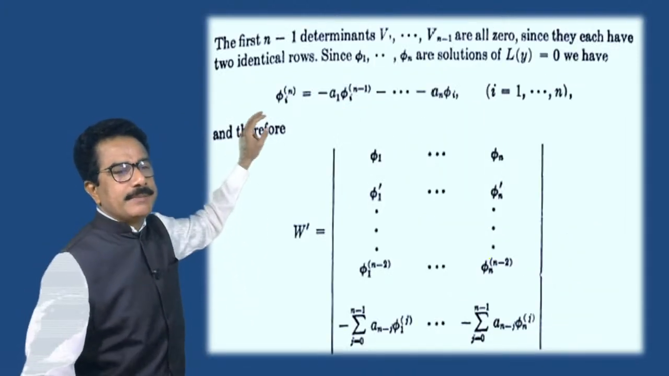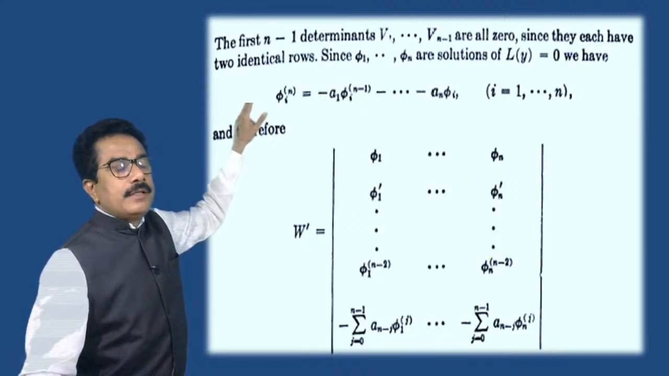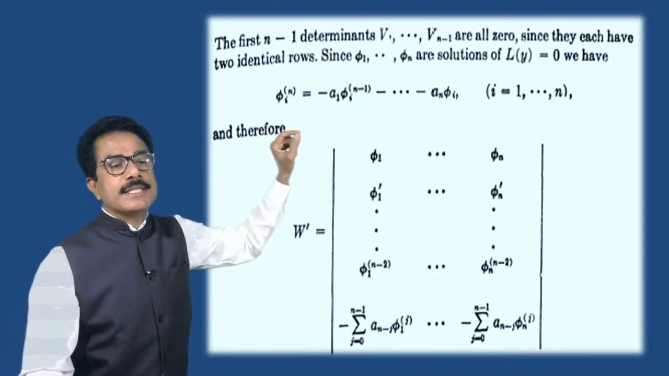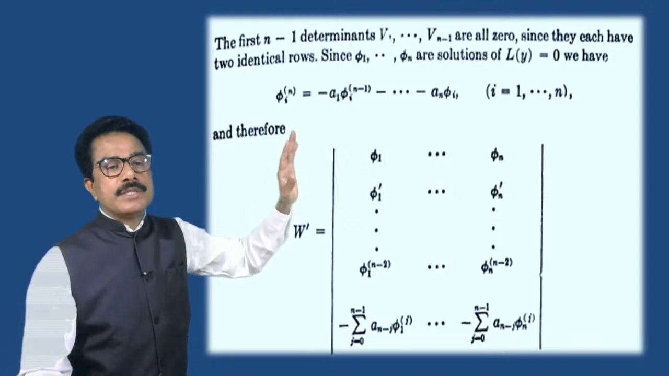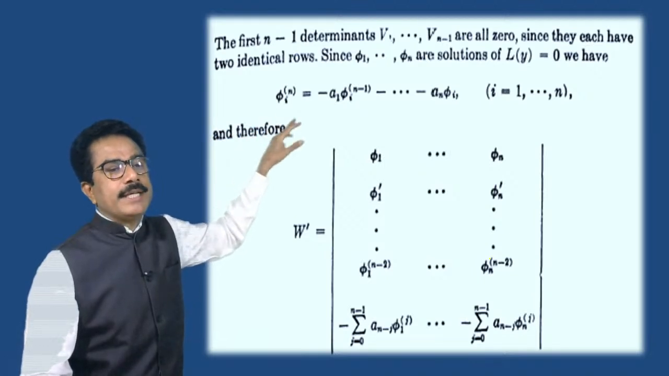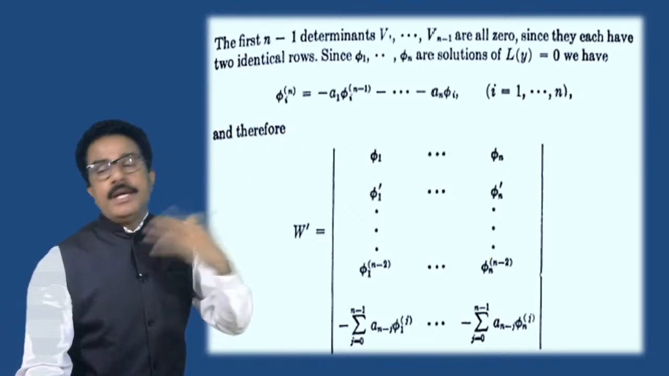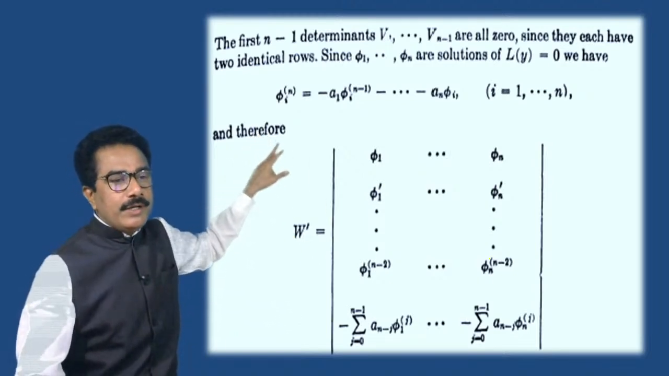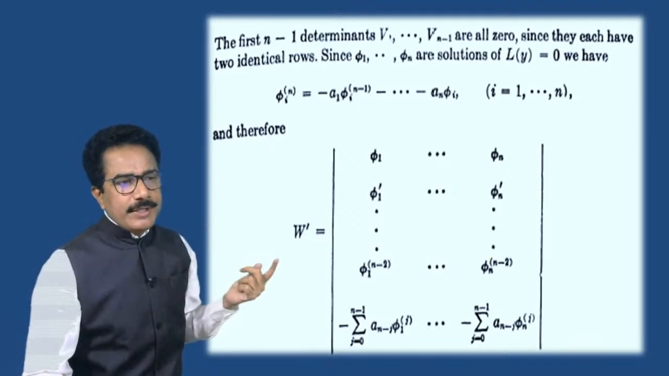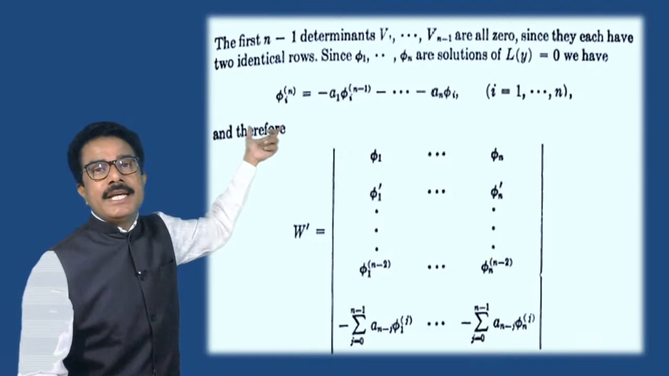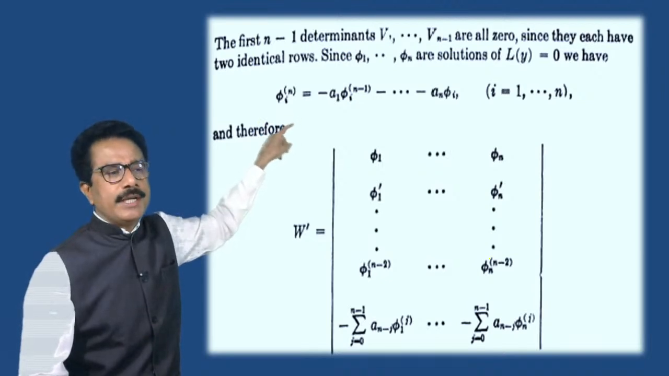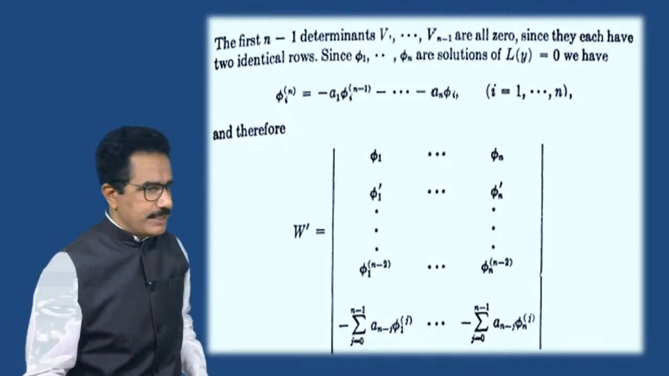So we can write that the first n minus 1 determinants, that is V1, V2, V3, dot dot V n minus 1, are all zeros since they have two identical rows. Therefore, since phi 1, phi 2, phi 3 are the solutions of L of y equals 0, we have phi i raised to n. This is a solution of the nth order linear homogeneous differential equation. If phi 1, phi 2, phi 3 are solutions, then we can write phi i raised to n here.